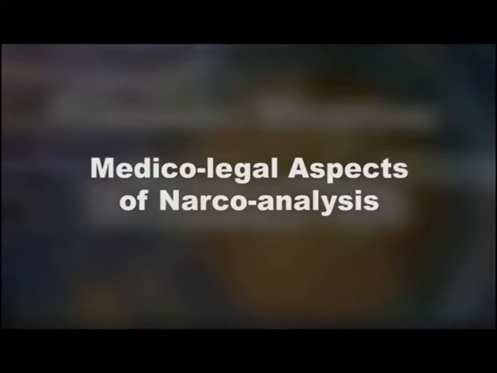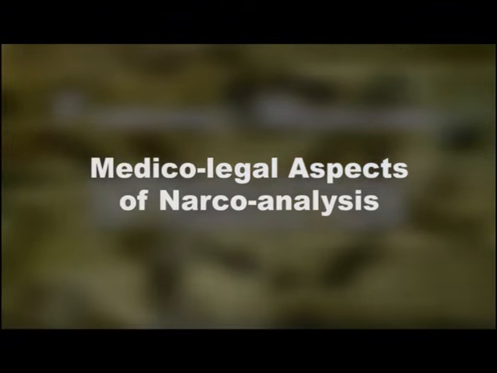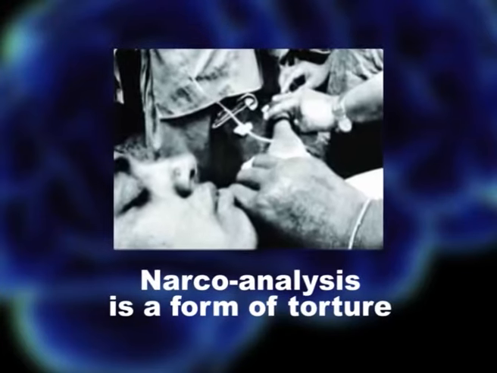Now dear students, in our module 3rd, we will be studying about the medico-legal aspects of narco-analysis. The procedure of narco-analysis and subsequent interrogation has raised serious ethical issues for involvement of medical professionals in the procedure. Many think that narco-analysis is a form of torture. Involvement of physicians in such procedure is nothing but abetting the torture and using the medical knowledge for inflicting torture. Therefore, the procedure of narco-analysis suffers from the problem of torture.